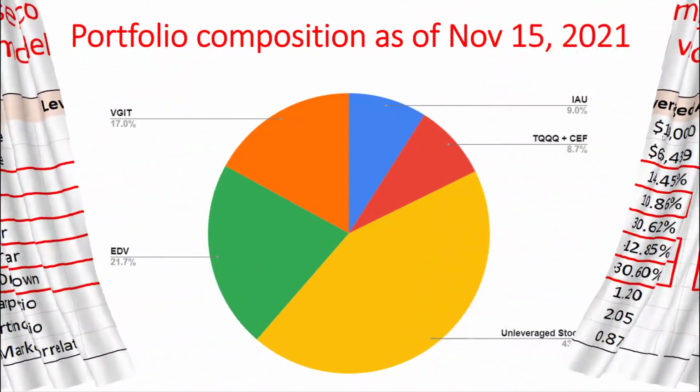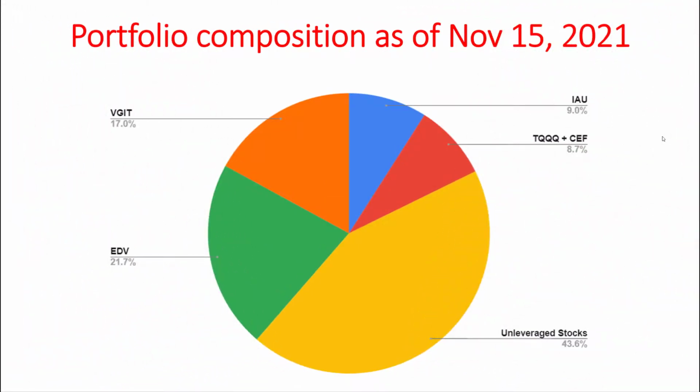This is a portfolio that we actually use to manage a large part of our family assets. And we update the portfolio composition on a monthly basis. Here is the portfolio composition as of November the 15th, 2021. As you can see, the portfolio as of now consists of the following components.